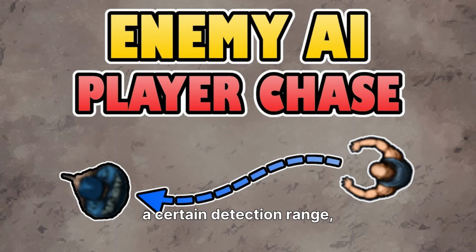When the player enters a certain detection range, the enemy should immediately transition to this state and actively pursue them. This state is critical for creating dynamic encounters, as the enemy's primary goal becomes closing the distance to the player, often increasing its speed and focus.